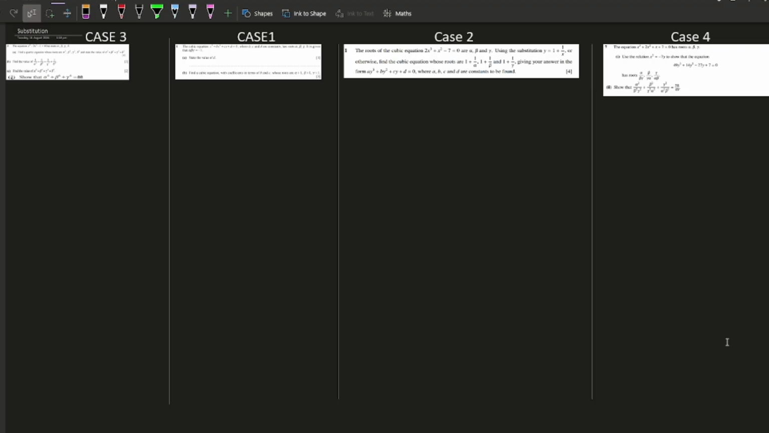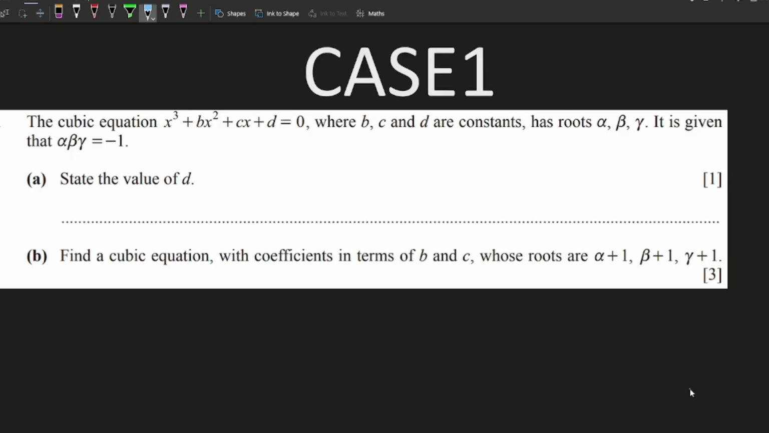I have taken out these 4 questions from the past papers, from which we will be learning the method of substitutions. There are different cases, case 1, case 2, case 3, and case 4. With each case, there's something unique and something different. Okay, so let's get started with case 1.